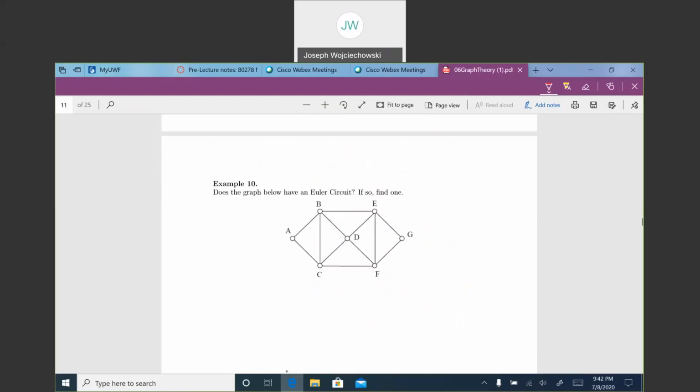Okay, does the graph below have an Euler circuit? So find one. I have A, B, C, D, E, F, and G. A has degree 2, B has degree 4, C has degree 4, D has degree 4, E has degree 4, F has degree 4, and G has degree 2. So it does have a circuit.